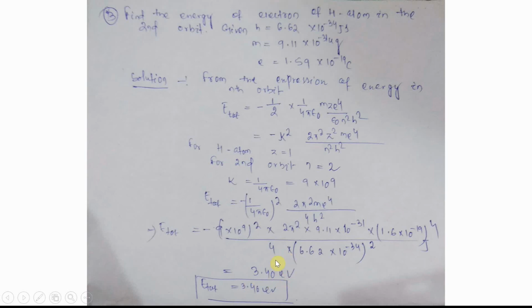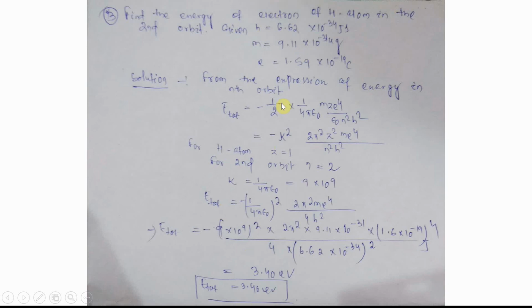This eV is the electron volt, which is a unit of energy, and you can express 1 eV equal to 1.6 into 10 to the power minus 19 joule. We can express joule in terms of eV. You will know it later, but you have to remember here that eV is a unit of energy. So the total energy we get is 3.40 eV. The energy of the electron of the hydrogen atom in the second orbit is this much, 3.40 eV.